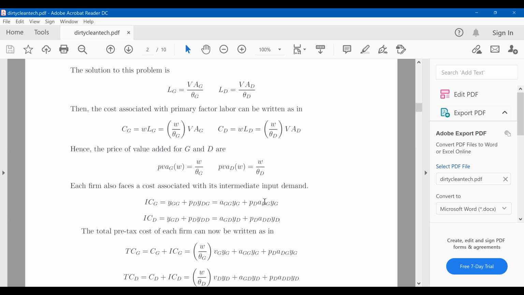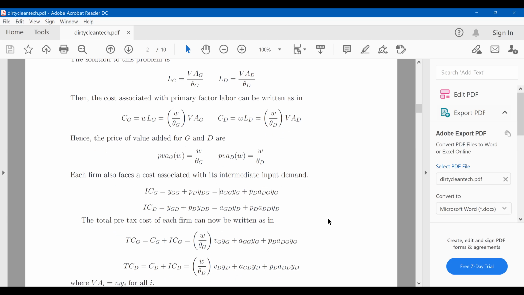How do I know that? Well, this depends on the total output in G, right? Again, this isn't a very simple model. And of course, we assume that the price of the green good is equal to 1. So these parts are equal to 1. And here we have the price of the dirty good.